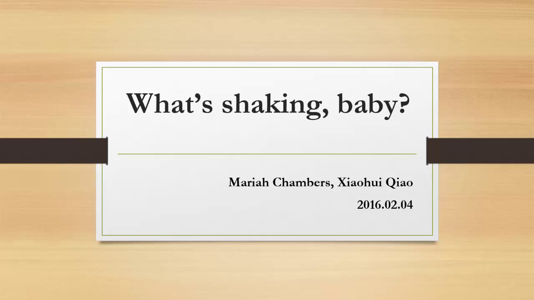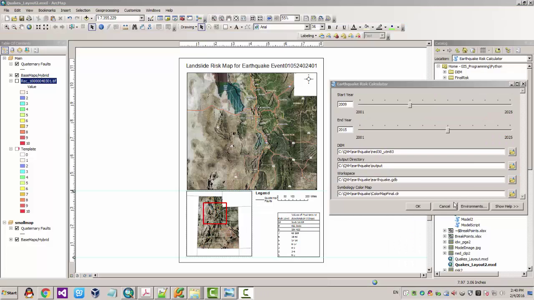Our project is called What's Shakin' Baby, and it is a script that will run within ArcMap to calculate risk of hazard for earthquake events across the state of Utah. So the map that will be generated will look like this and have the risk calculation for each event that the user specifies within a year range.